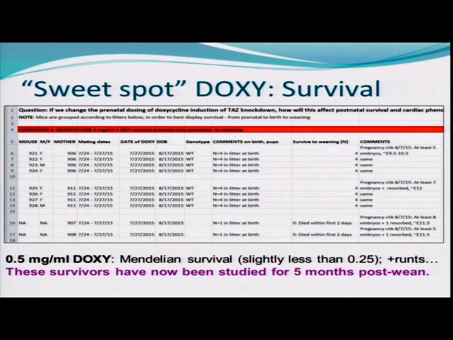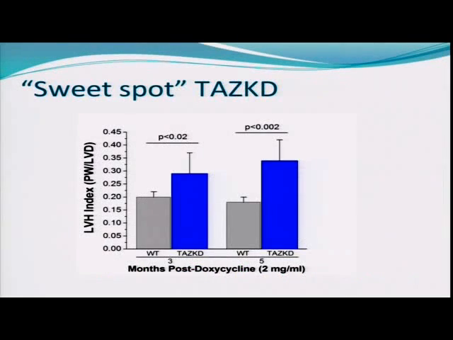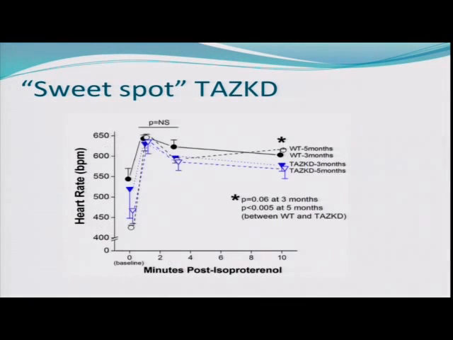And then after weaning, we increase the dose. So I'm going to start with the hypertrophy index first. We're calling this the sweet spot experiments. And you can see now that by 3 months, we already have a statistically significant difference in the LVH, the left ventricular hypertrophy, in the TAZ knockdown mice. And it's quite striking at only 5 months. This is more so than when we induce them postnatally.